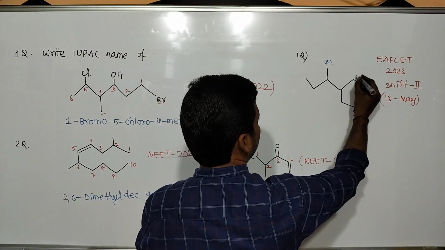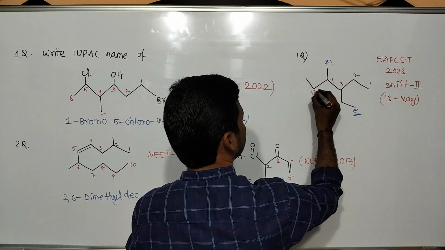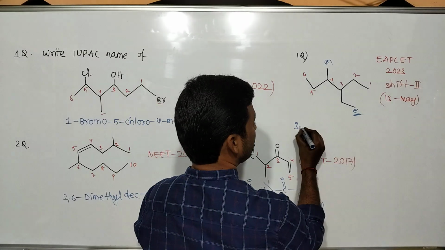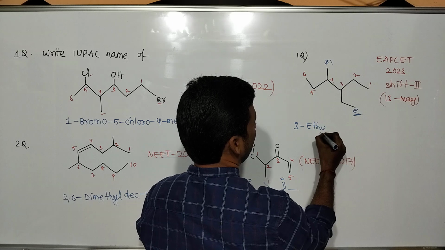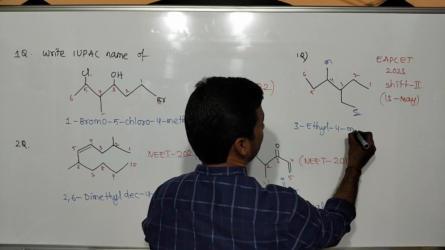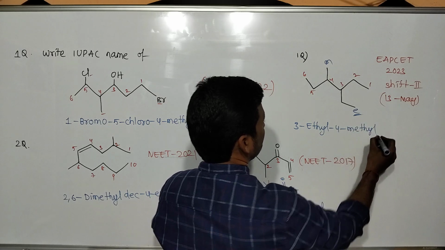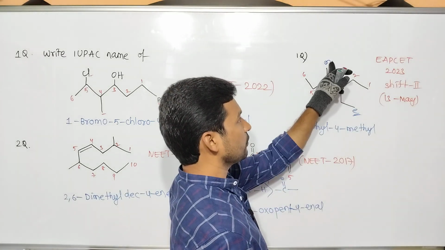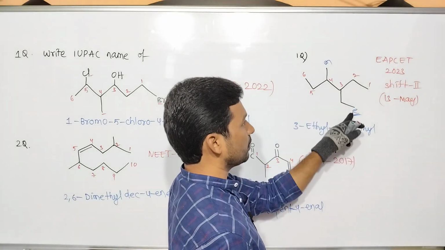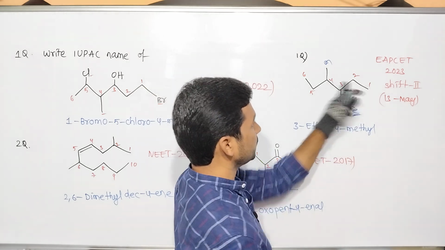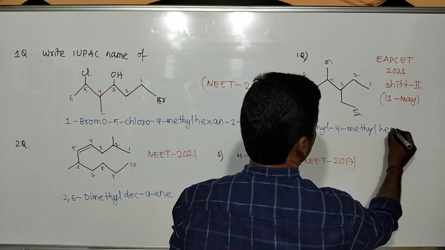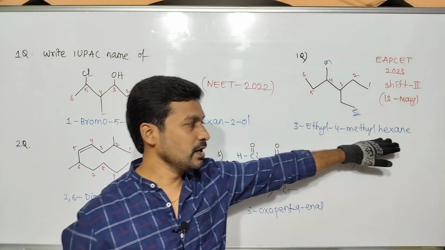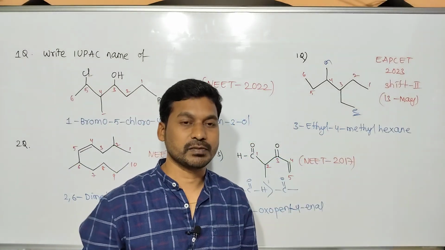So ethyl comes first. 1, 2, 3, 4, 5, 6. So at the 3rd position, what? 3rd position ethyl, 3-ethyl, and 4th position methyl. 3-ethyl: 1, 2, two carbon atoms here, so ethyl. At the fourth position, methyl, only one carbon atom. 3-ethyl-4-methyl, total 6 carbon atoms with single bonds between them is hexane. 3-ethyl-4-methylhexane is the IUPAC name of this molecule.